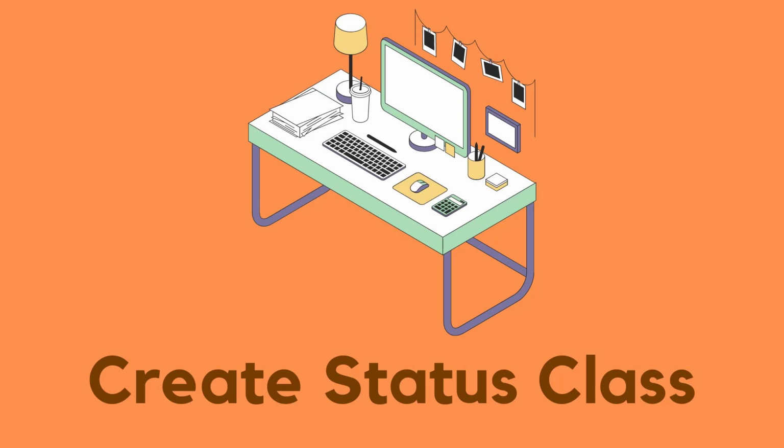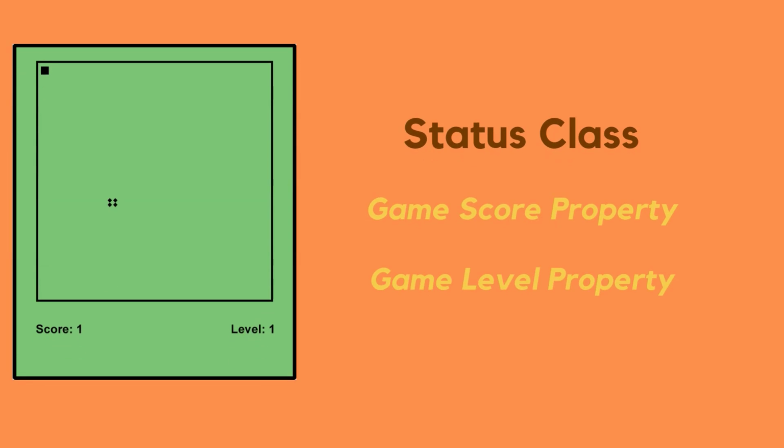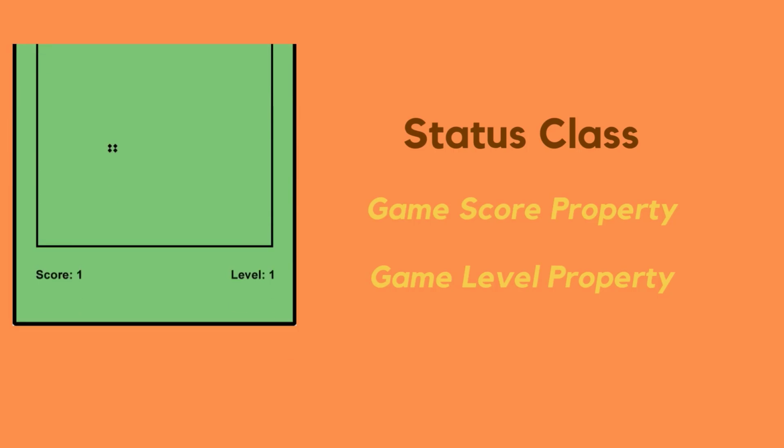In this chapter, we will create a game status class. From the screen, we can see game status has two elements. One is game score, another one is game level. Those two elements are the properties of game status class.